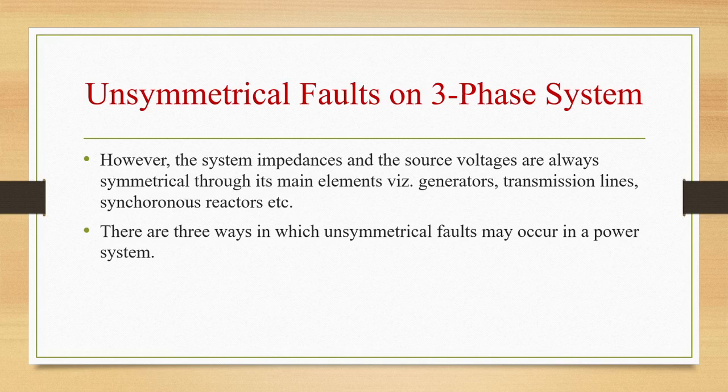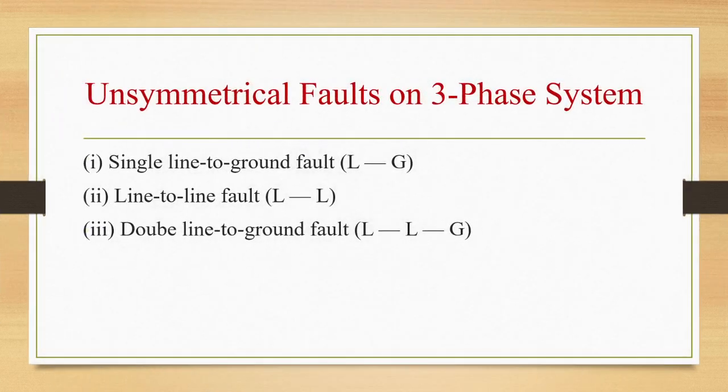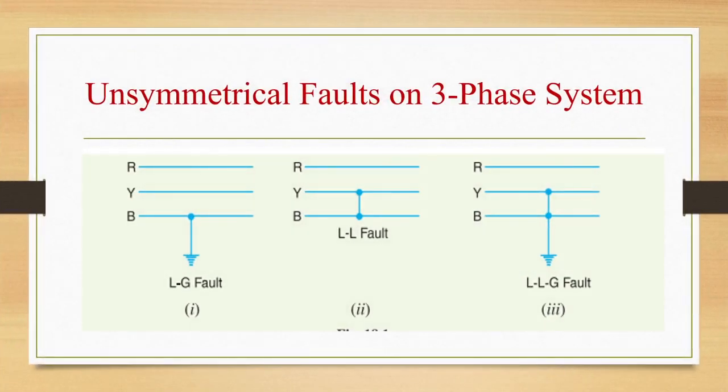etc. There are three ways in which unsymmetrical faults may occur in a power system: line to ground, line to line, double line to ground. Line to ground is called an LG fault, line to line is called an LL fault, and double line to ground is called an LLG fault. In this diagram, we can see line to ground, line to line, and double line to ground fault.